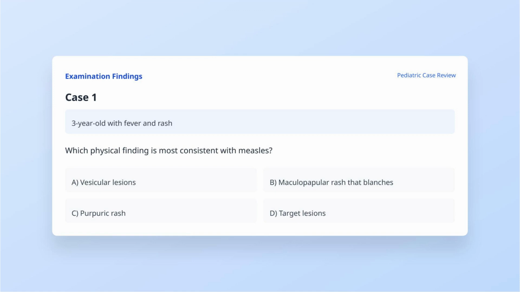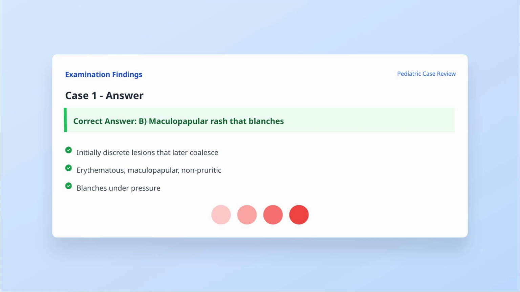A 3-year-old presents with fever and rash. Which of the following physical examination findings is most consistent with measles? A, vesicular lesions, B, maculopapular rash that blanches with pressure, C, purpuric rash that does not blanch, or D, target-like lesions? The correct answer is B, maculopapular rash that blanches with pressure.